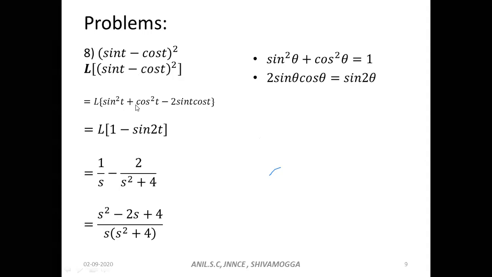And we know that sin square t plus cos square t is 1, minus 2 sin t into cos t is sin 2t. 2 sin theta cos theta is sin 2 theta. Therefore, 2 sin t cos t is sin 2t. And Laplace transform of 1 is 1 by s. Laplace transform of a is a by s. Therefore, 1 is 1 by s, minus the Laplace transform of sin at, which is a divided by s square plus a square. Here a is 2, therefore 2 divided by s square plus 4. You take this s into s square plus 4 as LCM factor and write the numerator.